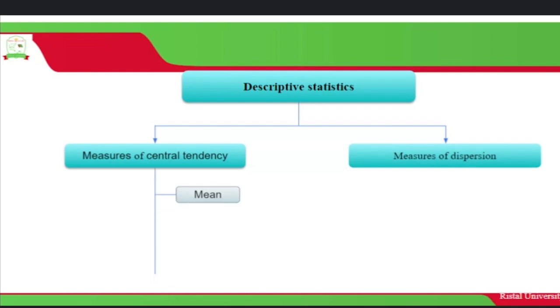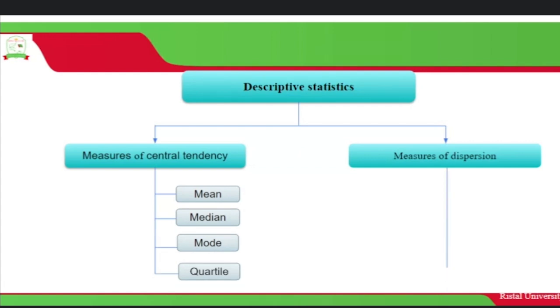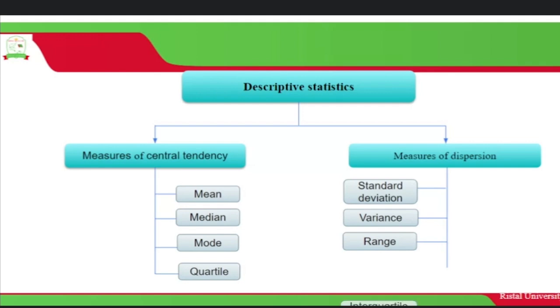So let's look at these measures of central tendency. We have the mean, the median, the mode, and then the quintile. Under measures of dispersion, we are going to look at them in detail in the next slides. We have the standard deviation, the variance, the range, and then the interquartile range. So let's look at each of them in a little bit of detail so we understand what each of them entails.